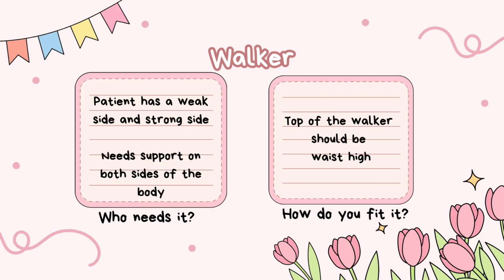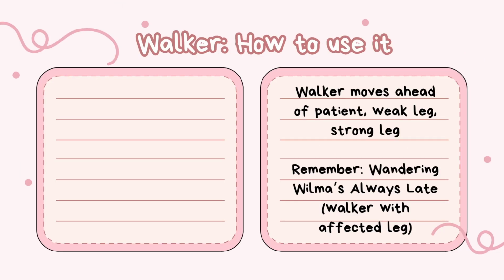How do we fit it to our patient? The top of the walker should be waist high. When using a walker, the patient should move the walker ahead first, then move the weak leg followed by the strong leg. Remember, wandering Wilma's always late, meaning move the walker with the affected leg, the weak leg.